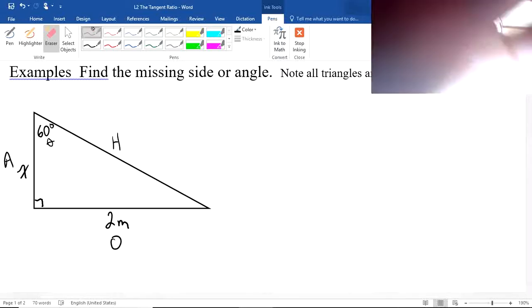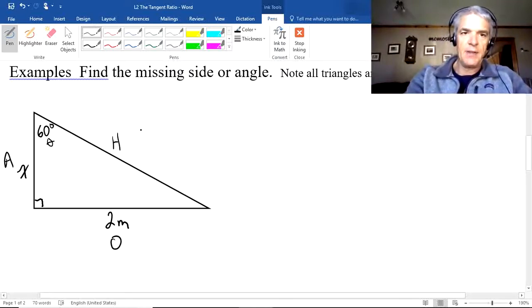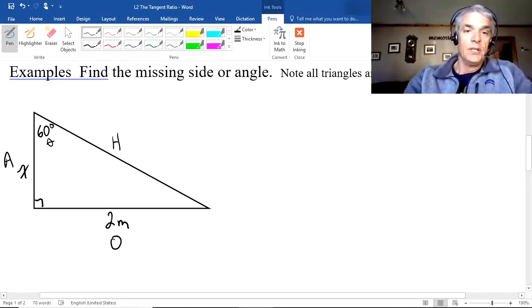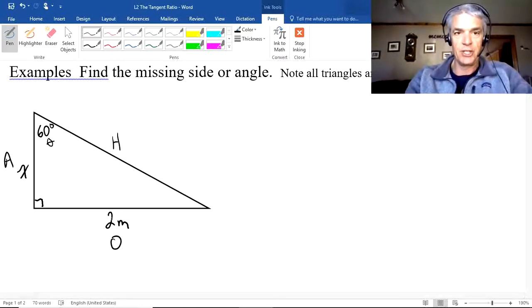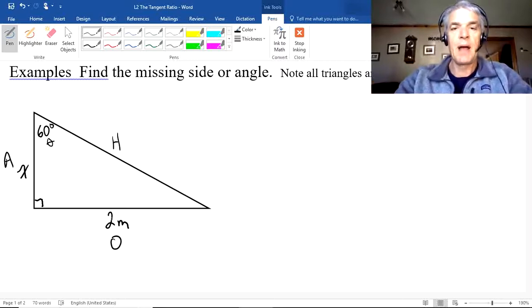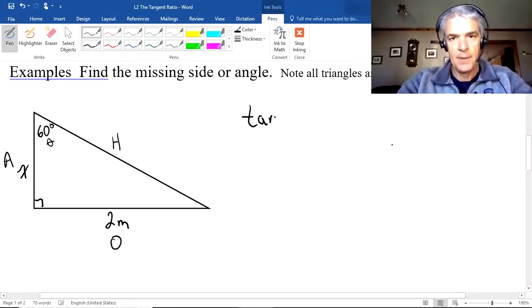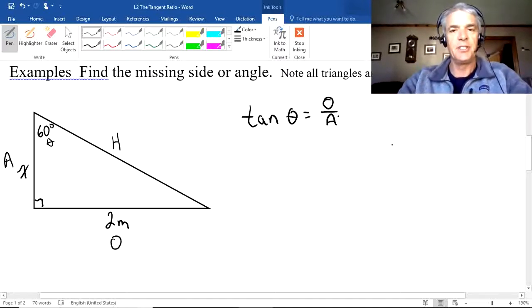Now, step two is I'm going to write down my appropriate ratio. Because the hypotenuse is out of the equation, I'm not asked to find anything with the hypotenuse, and I don't have a value given there. I only have A and O. So I want my tan ratio, and all the questions in this lesson will be on the tan ratio. As we add other ratios, you'll see that we can do the hypotenuse as well. So in this particular question, I'm going to write my equation, which is tan theta equals the opposite over the adjacent.